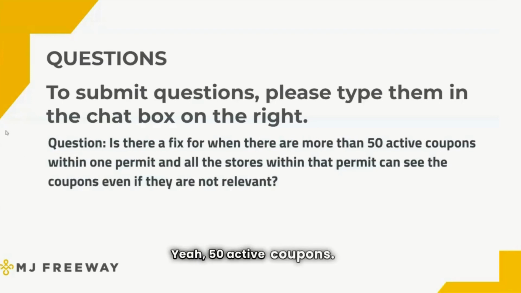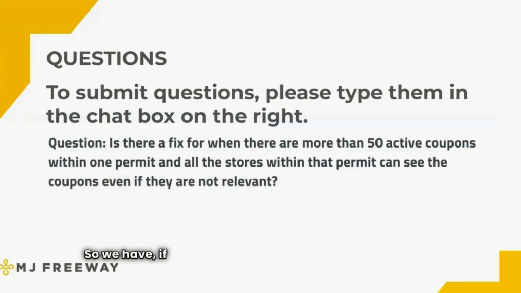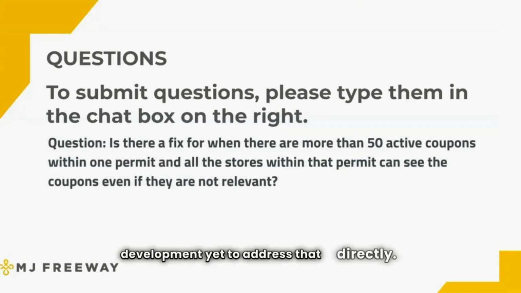Yeah, 50 active coupons. If you have more than 50 active coupons, well, we're hoping some of this logic cleanup helps that, right? Because if you have 50-plus, you just have exponentially, well, I mean, linearly, whatever, more coupons with more products, with more filters that have to be checked. So the fetch logic should help that a little bit, but we haven't had a piece of development yet to address that directly.